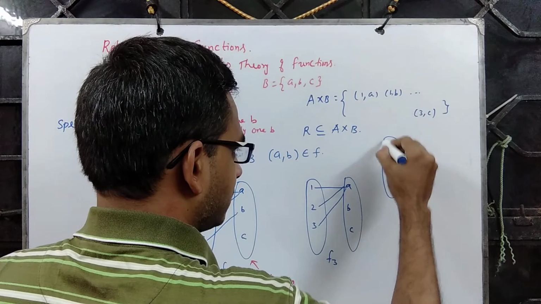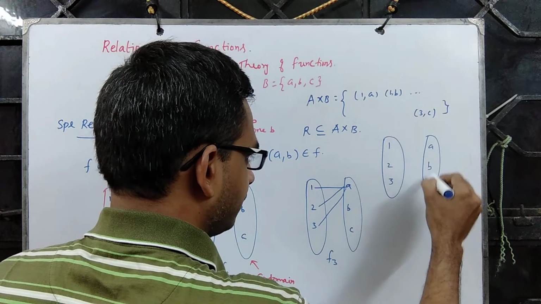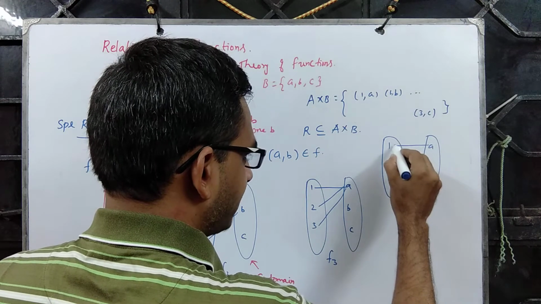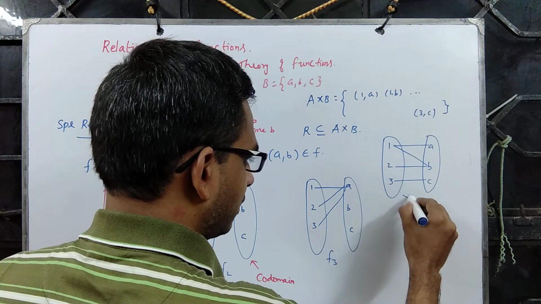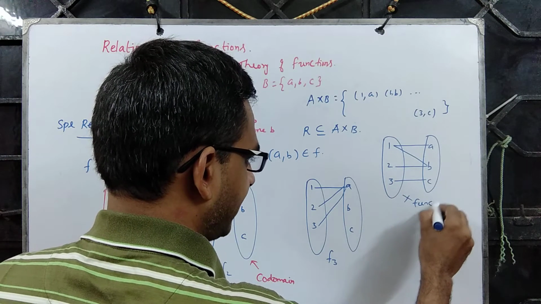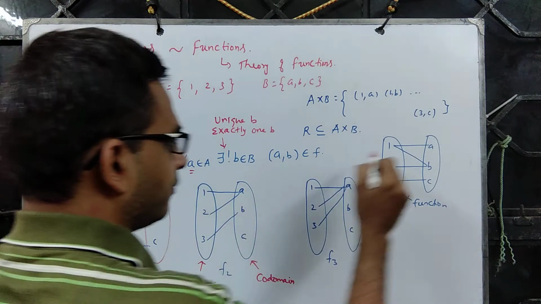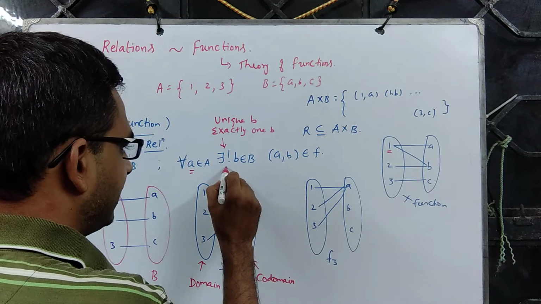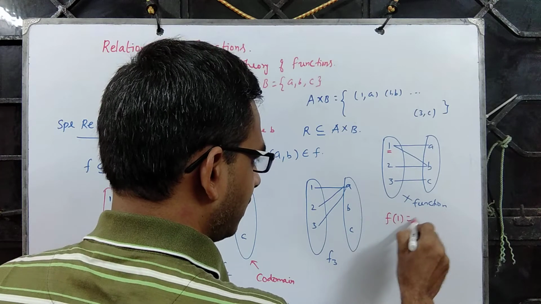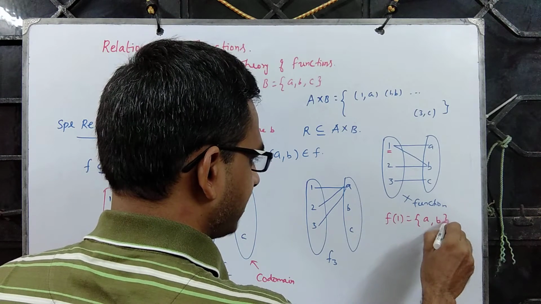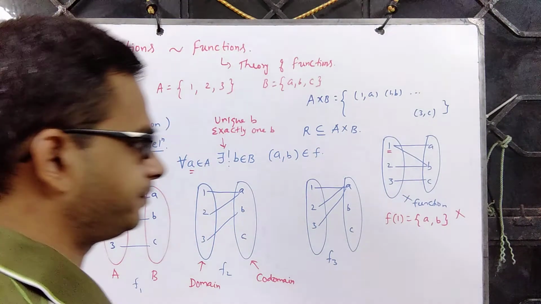But consider this. You have 1, 2, 3 and a, b, c. Suppose 1 is mapped to something like this. Now this is not a function. Why? The definition says for each a, if you take a to be 1, there exists exactly one b. But if you look at f of 1, it is mapping to a as well as b, which is not permitted as per the definition.